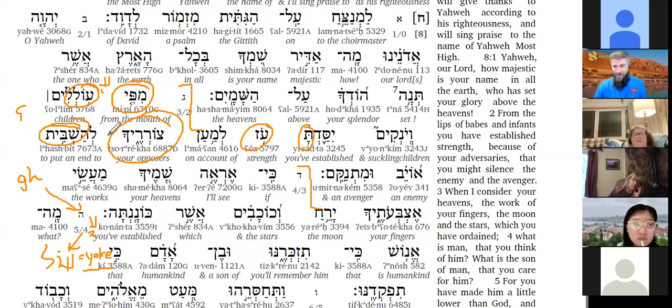Shabbat. Shavat, exactly, to cease. So lehashbit would mean to bring to ceasing, cause to cease. Whom? Oyev, the enemy or an enemy. Umitnakem, and the one who is avenging. This is a participle from hitpa'el.